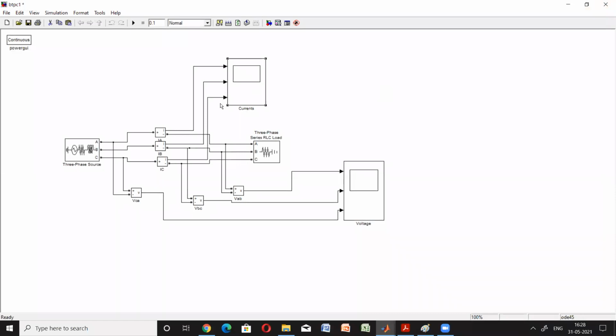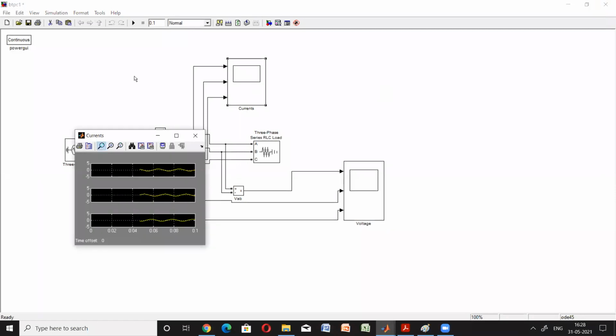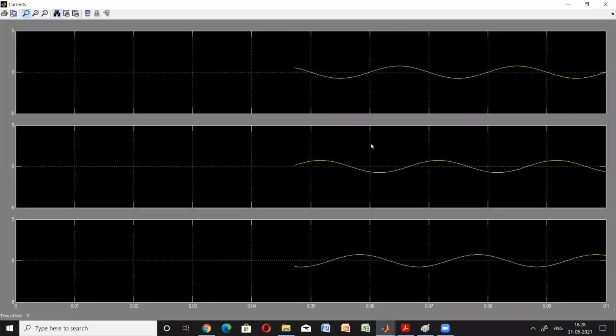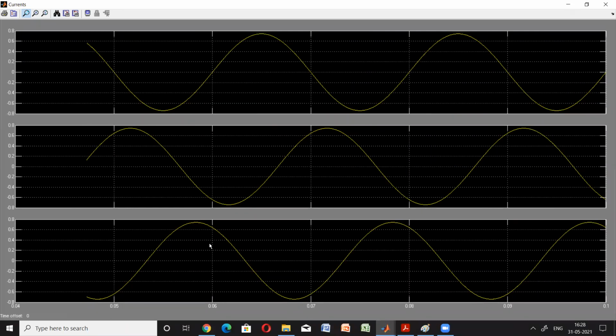Now, if we click on the current, in the current also you are getting currents of the same magnitude, but they are displaced by an angle of 120 degrees from each other, because this is a current and that is a three-phase voltage. Okay. So what is the problem we are facing here? The problem is that we can represent the three-phase waveform only in three different domains.